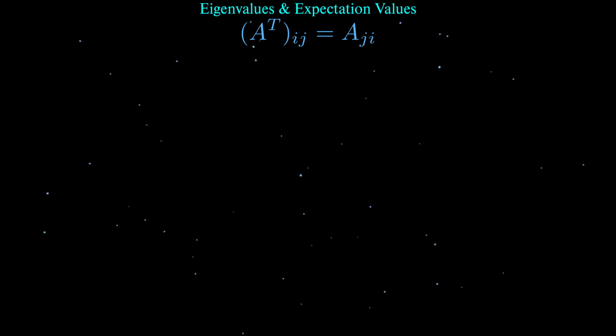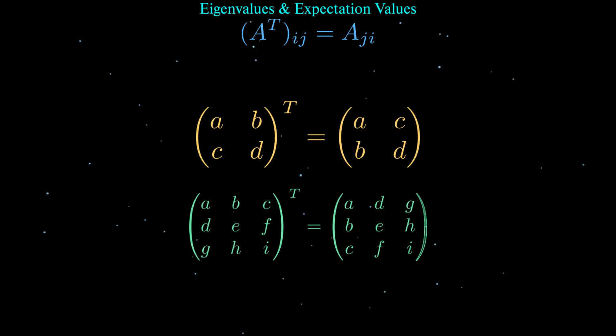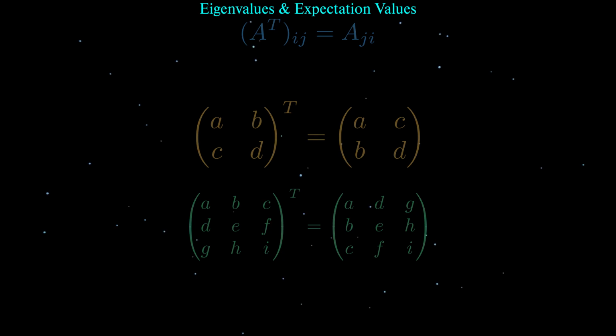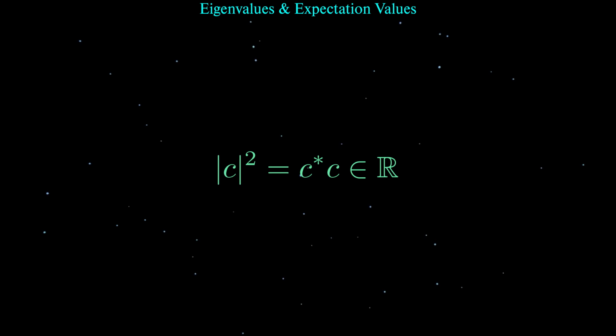For example, transposing this 2x2 matrix will give us this new matrix, and transposing this 3x3 matrix will give us this new matrix. Now, complex conjugates apply to numbers that contain an imaginary term i. Complex numbers can be written as a sum of their real and imaginary parts. The complex conjugate of a number is obtained by changing the sign of the imaginary part. So simply, if we have i, we just replace the i with negative i. For example, we have 3 plus 2i, and that will become 3 minus 2i. This is essential because probabilities and measurable quantities must be real numbers, even though the coefficients themselves can be complex.